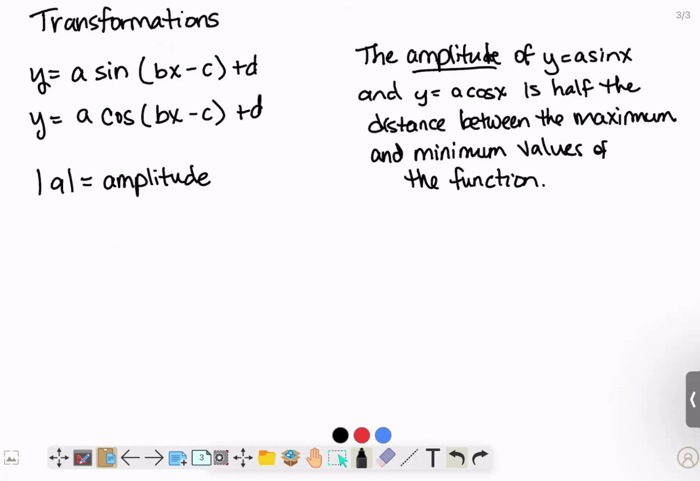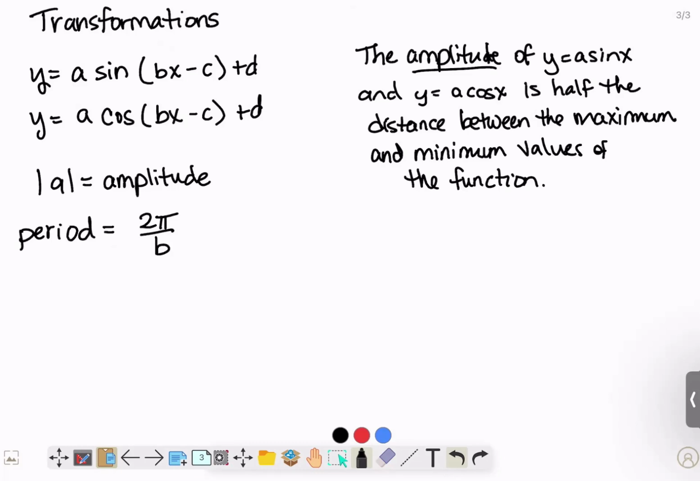Okay. The B in this equation tells us the period. So if we do a horizontal stretch or compress, that's going to change the period of our graph. So the period can always be calculated as 2 pi over b.